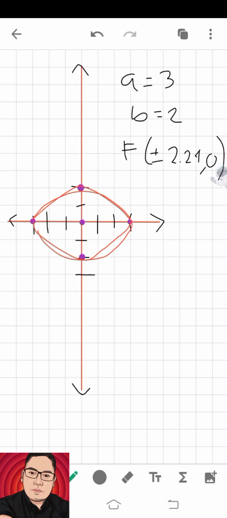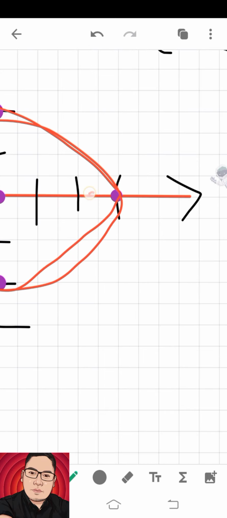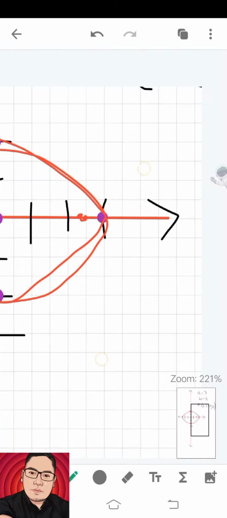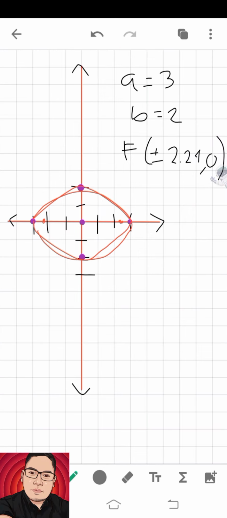And next is to determine our foci. Now to plot our foci, they are approximately located at this point. That is 2.24, it's almost 2.50, right? So this one also, that one. So again guys, that is how to graph our ellipse.